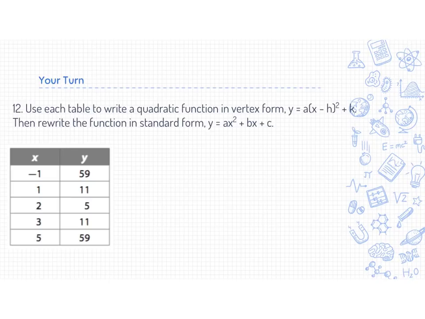All right, your turn. Make sure you identify your vertex, put it in vertex form, find your a, and then find your standard form from there. And once you work this completely out, you should get y equals 6x squared minus 24x plus 29.